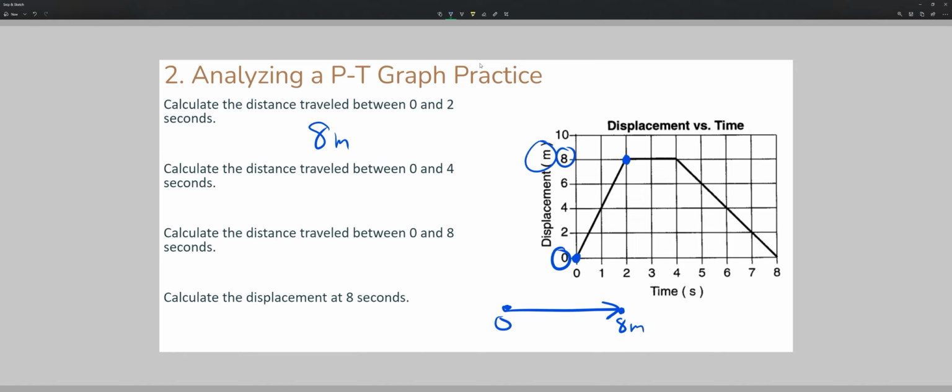The second question says calculate the distance traveled between 0 and 4 seconds. So at 0 seconds, you're at 0 meters. At 4 seconds, I'm at 8 meters. So, well, I just traveled the same distance. I didn't move anywhere from 2 to 4 seconds. I just stayed there. So I didn't move.